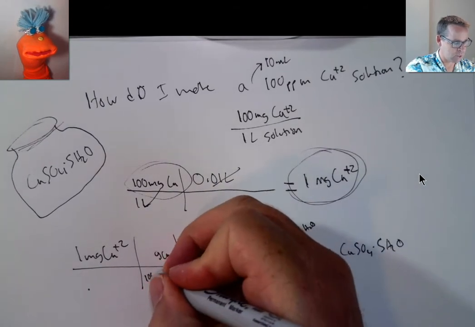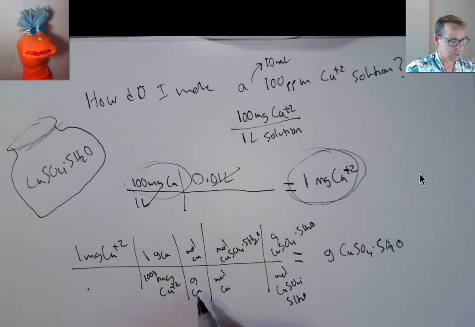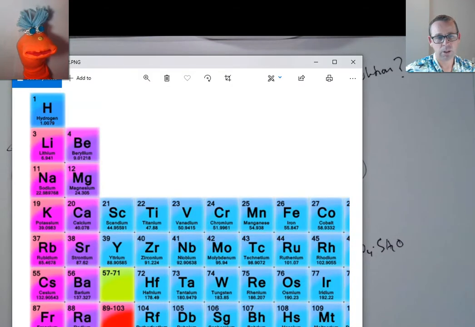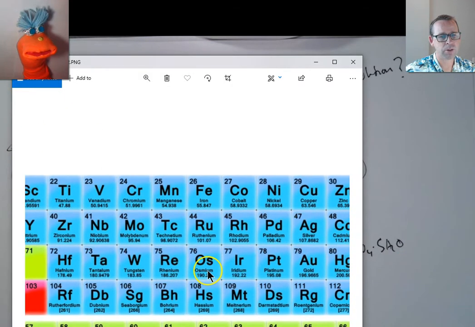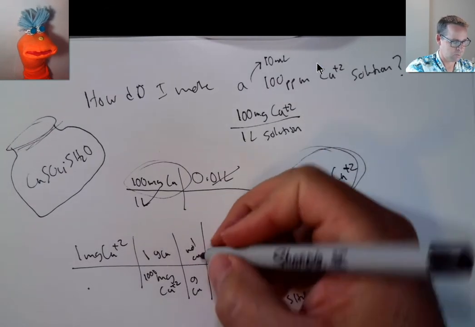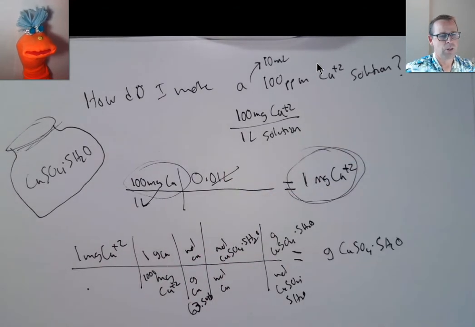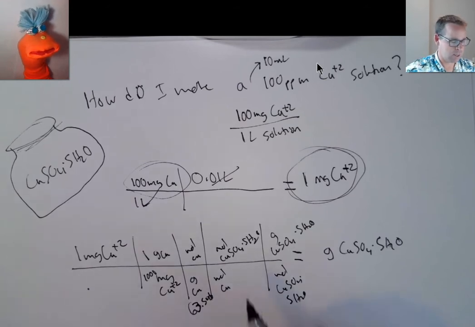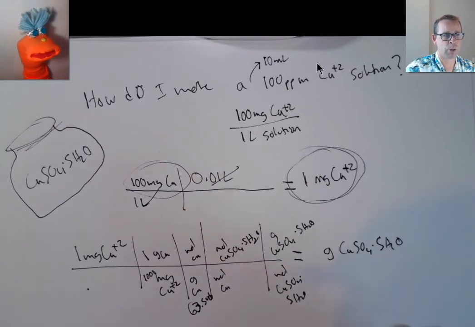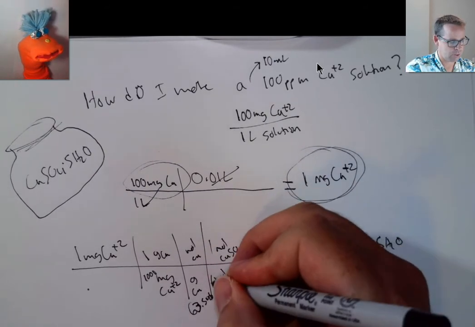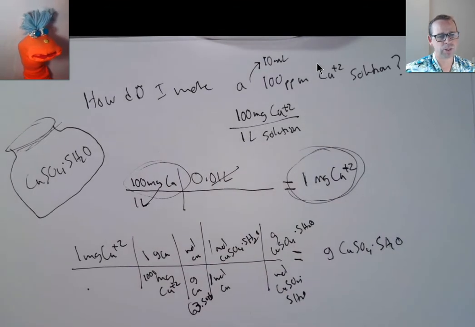So, I want 1 milligram of copper. There's 1,000 milligrams of copper for every gram. What's the molar mass of copper? That's just how many grams per mole, right? So it's just the molar mass of copper. I'll bring up my periodic table here. 63.546. What's the ratio there? 1 mole of copper for every mole of copper sulfate. Very good.